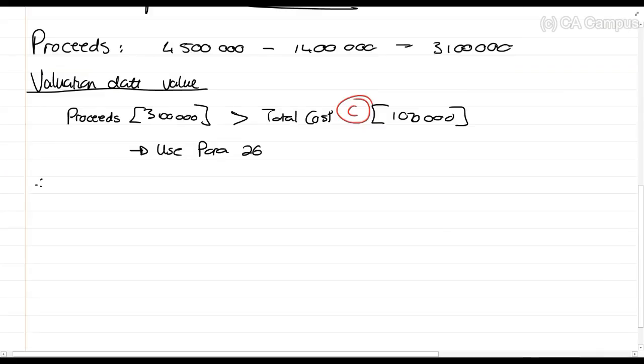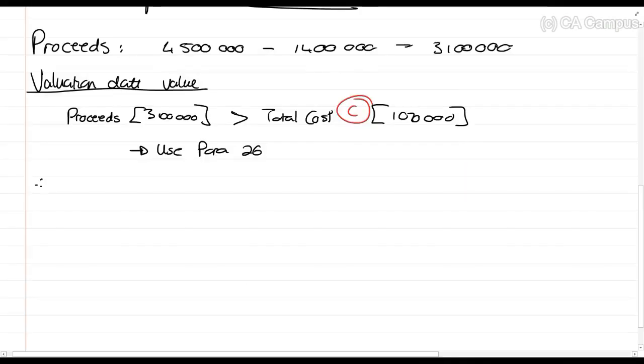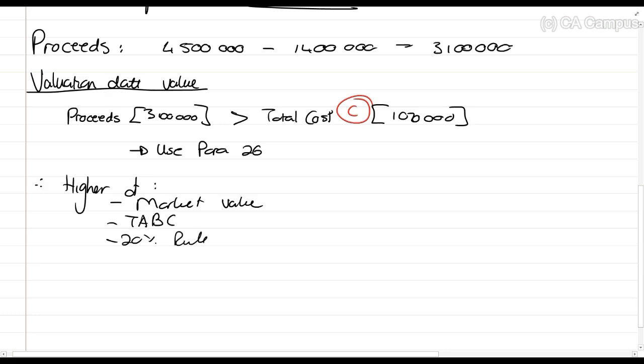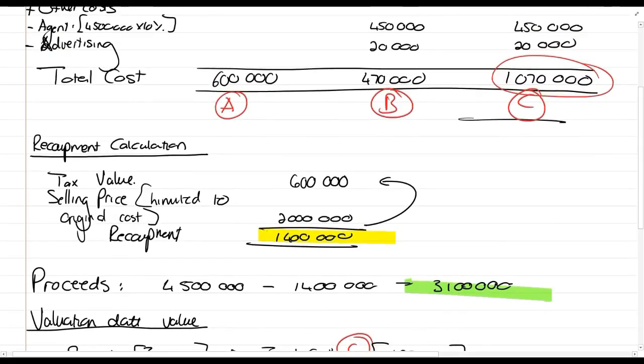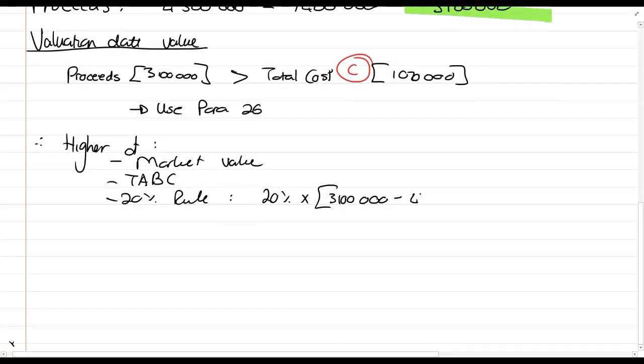So thus we use, and I know it says here, this is now important, you may use any of the following. And guys, for an exam, you must always use the higher of. You must always say higher of, market value, time apportionment based cost, or the 20% rule. Now the 20% rule is 20% times the proceeds. The proceeds amount is 3.1 million. Minus the cost incurred after 1 October 2001. I want you to see, guys, it is part B there. So minus 470,000.